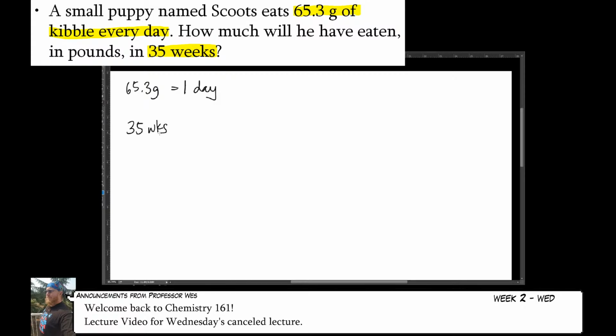But there's nothing else associated with that. The problem doesn't say he eats X number of pounds in 35 weeks. We're actually trying to solve that. So it's not a conversion. That's just our time frame that we're going to use as our constant.